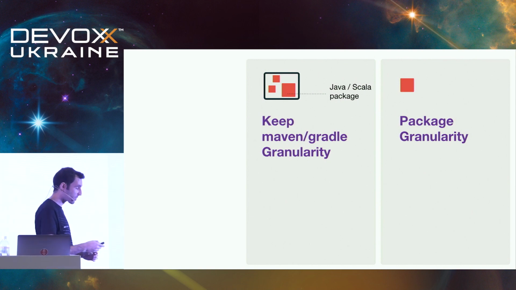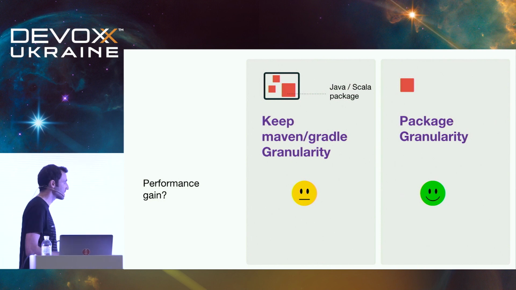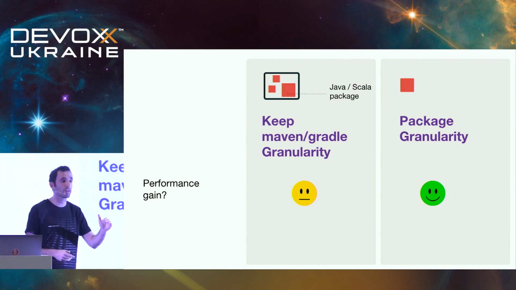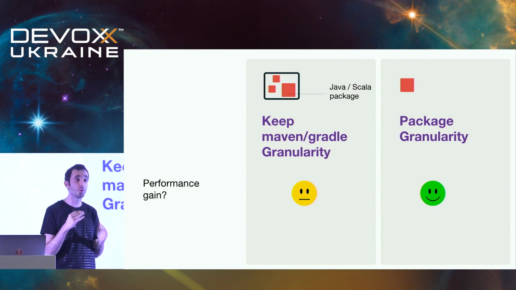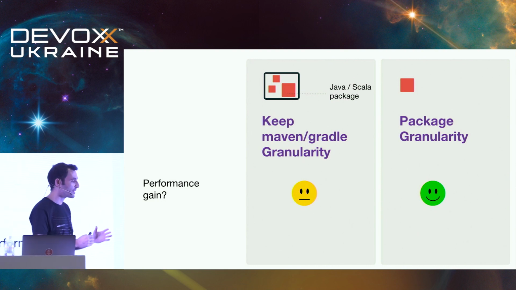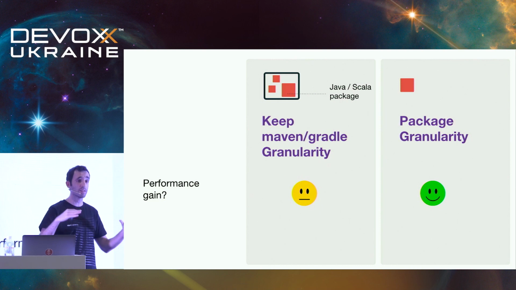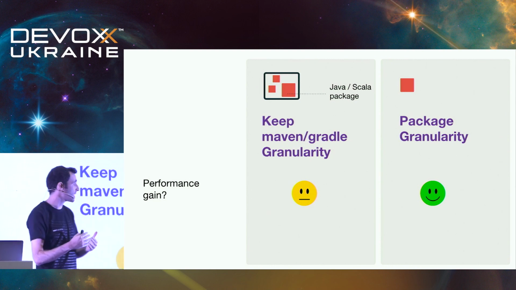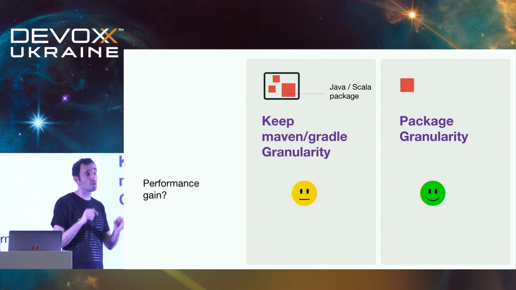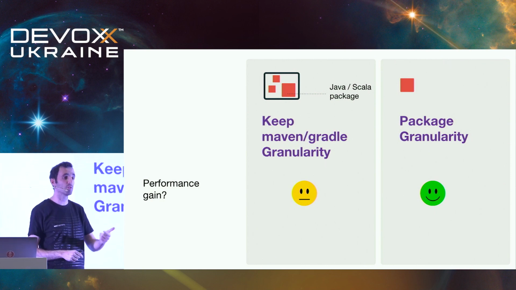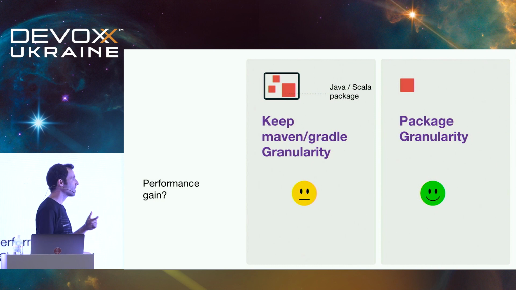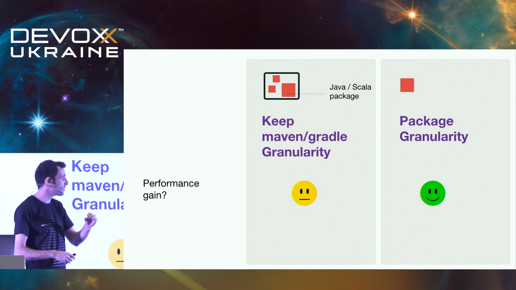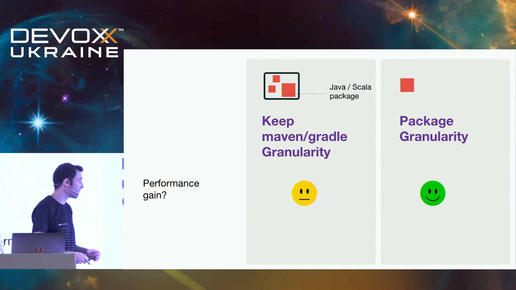So then what you can see for performance gains is that if you keep the Maven or Gradle granularity, you will have less improvement in your performance. Why is that? That's because there will be a lesser degree of parallelism because you have fewer build units to run and they run more consecutively. And also, any small change you do in one of these modules means that you have to rerun that module. That means you have many fewer cache hits. So of course, with package granularity, bringing it down, you will have much better performance.